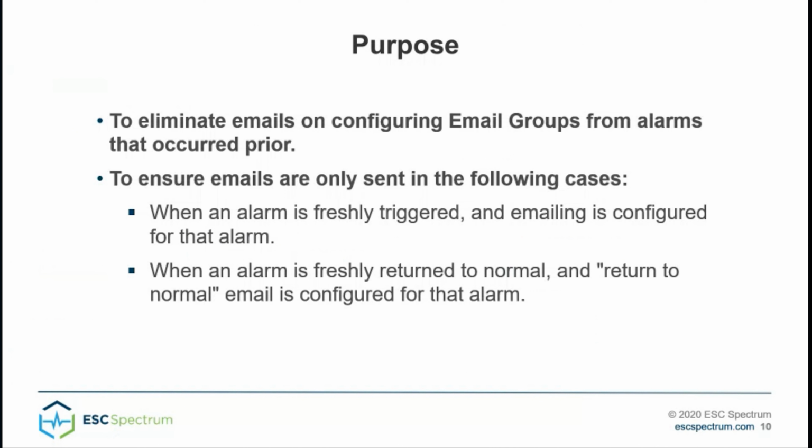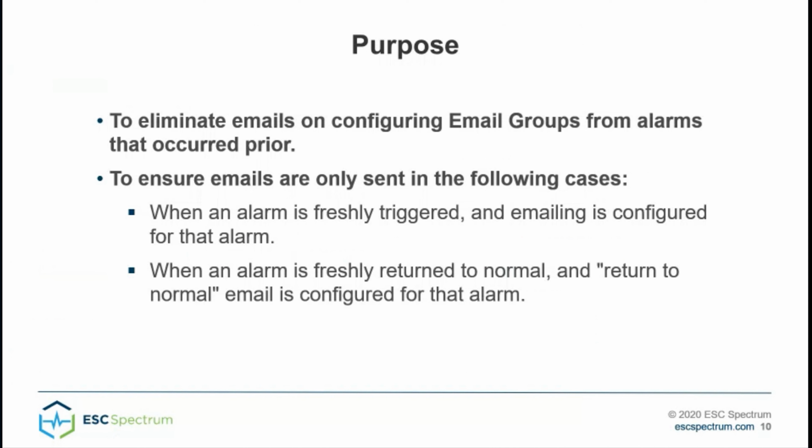Again, the purpose for this was to eliminate emails that would happen when you configure email groups from alarms that actually occurred prior to that. So there were some situations where something would update that alarm, like an acknowledge or some other situation, that would cause an email to be sent out unexpectedly for an old historical alarm. So the purpose for this is just to make sure that when an alarm is triggered, an email is sent if it's configured, right? That's how it should work.